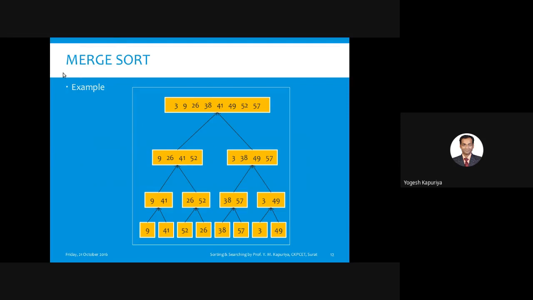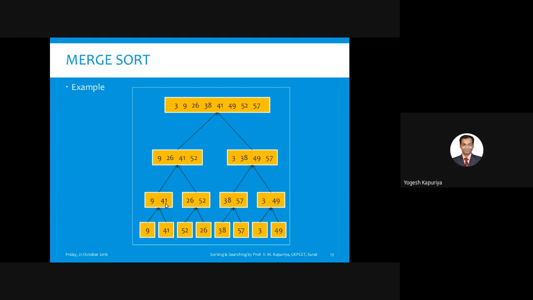An example is merge sort. Let us say we want to sort these numbers: 3, 9, 26, 38, 41, 49, 52, and 57. As the approach suggests, what is the first step? The first step is you will divide this array of 8 elements into two parts.